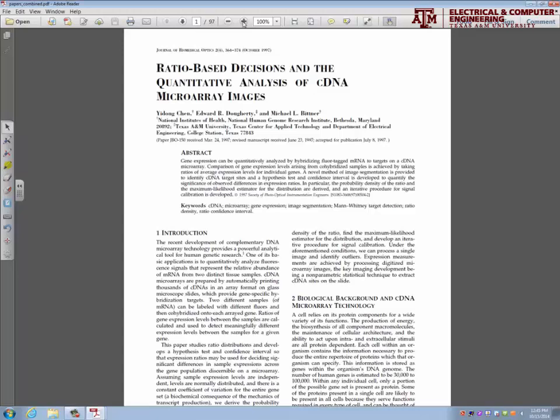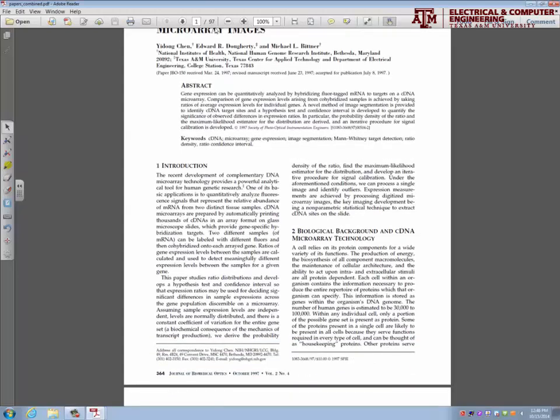Okay, so this is the paper that we are discussing, Ratio-Based Decisions and the Quantitative Analysis of cDNA Microarray Images. You should have no trouble reading the introduction, the molecular biology background and the cDNA microarray technology. This is stuff we have covered in this course, so you should be able to read through the first two sections of this paper just like that, there should be no problem.